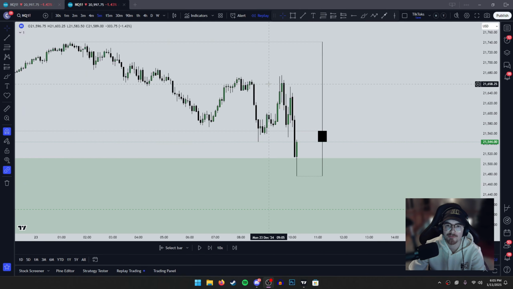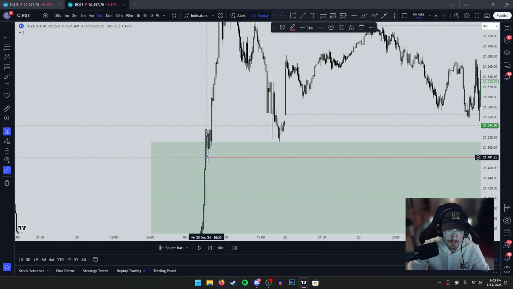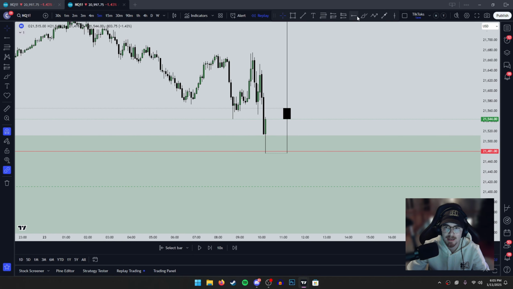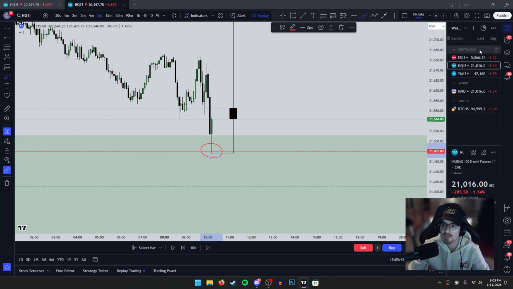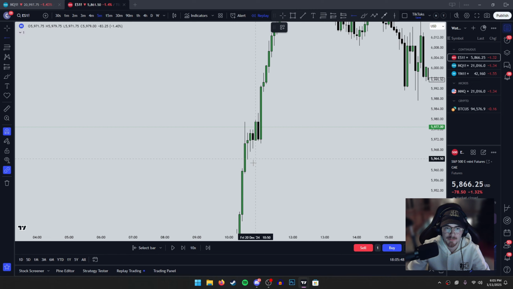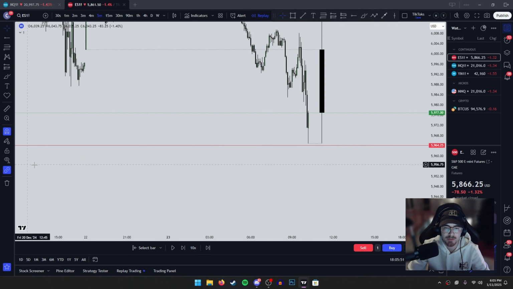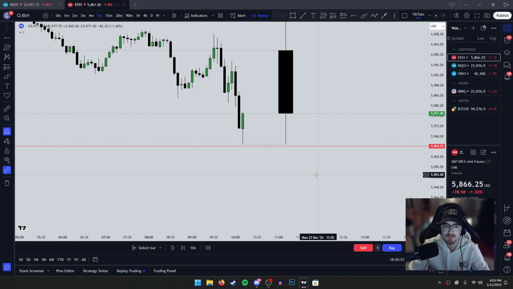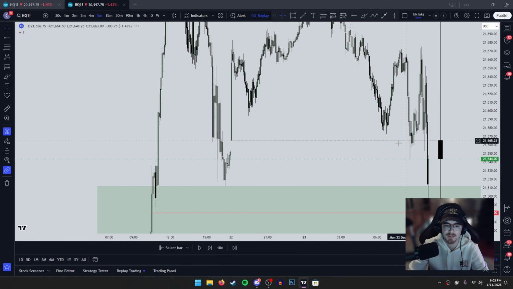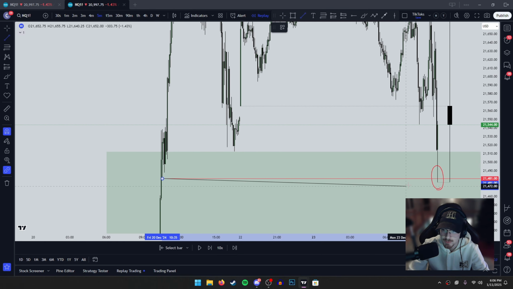And if you look on the 5-minute here, if we take a look at this candle's low, we did end up sweeping that here on NQ. But if we look at ES at the exact same low, if I just draw that out, you can see that we did not quite come to that. So that's your SMT.